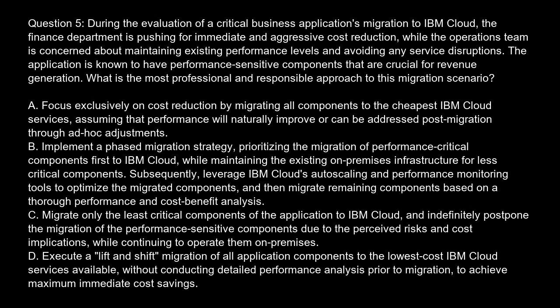Option A. Focus exclusively on cost reduction by migrating all components to the cheapest IBM Cloud services, assuming that performance will naturally improve or can be addressed post-migration through ad hoc adjustments. Option B. Implement a phased migration strategy, prioritizing the migration of performance-critical components first to IBM Cloud, while maintaining the existing on-premises infrastructure for less critical components.